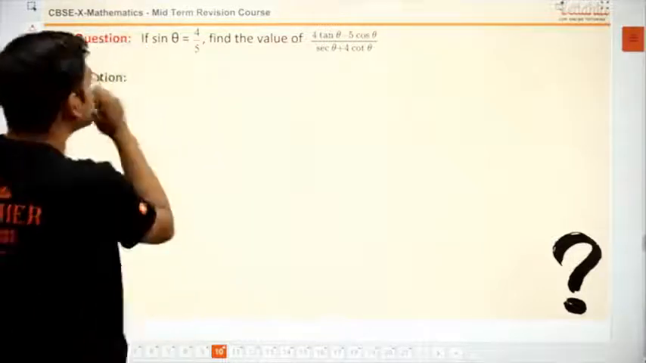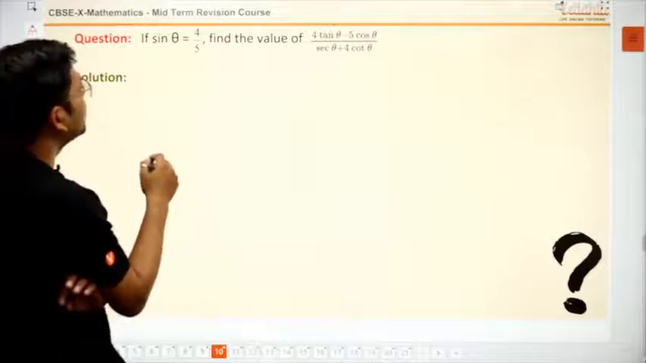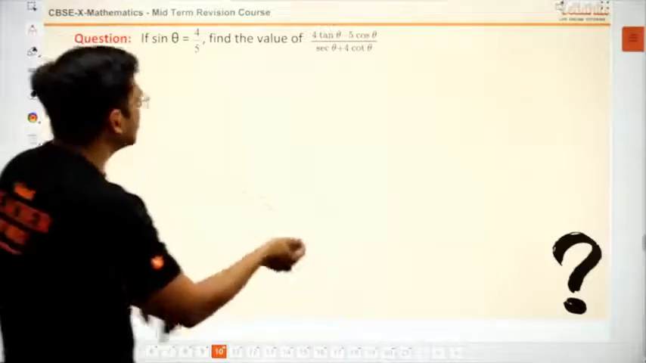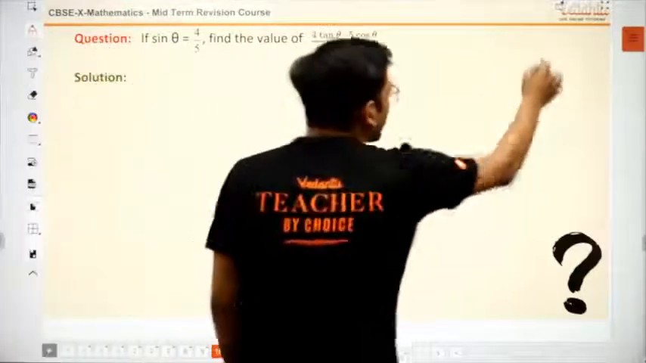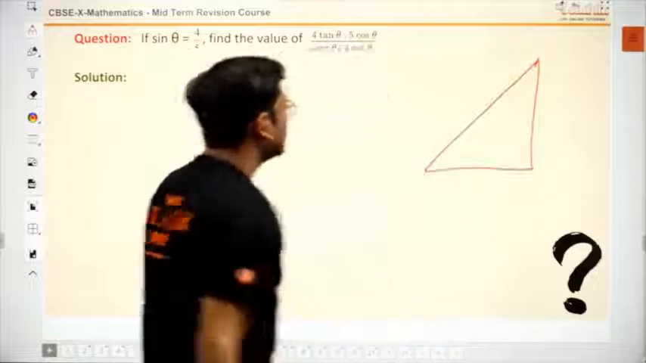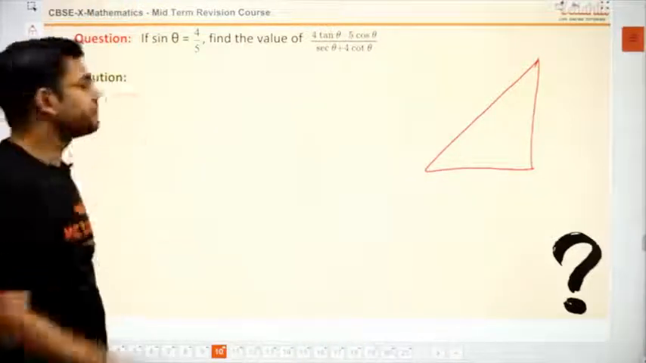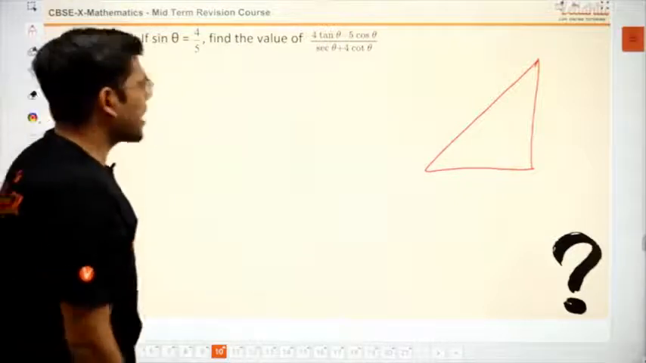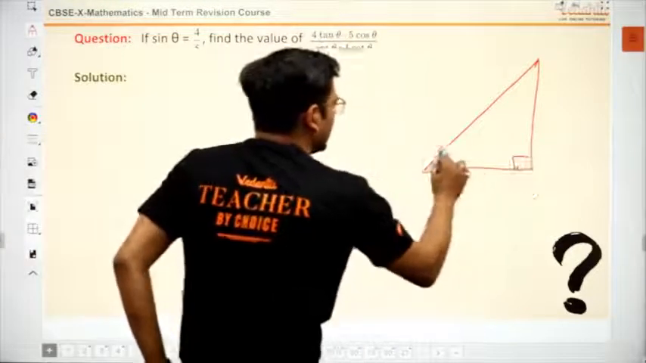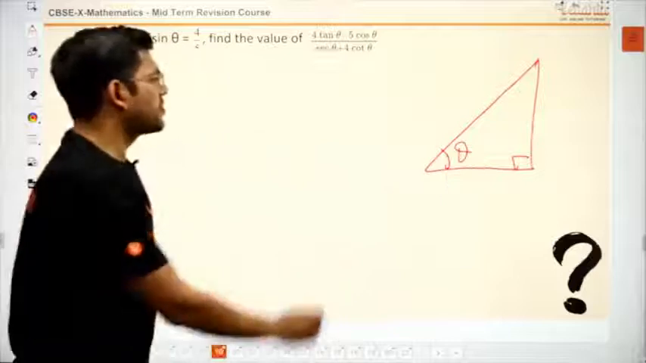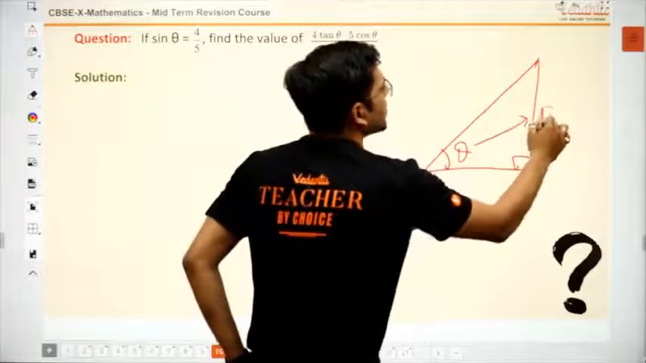See, next question. Sin theta is 4 by 5, the value of cos theta is so easy. I'll show you. Draw a triangle, I'll give you an easy way. Draw a triangle, sin theta is 4 by 5. Make it a right angle triangle. Take any angle theta. If this is theta, then this side will become the perpendicular.